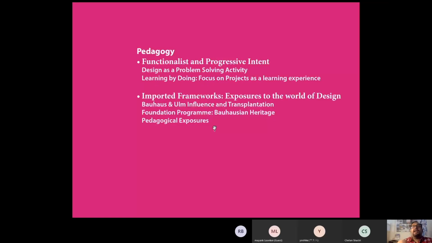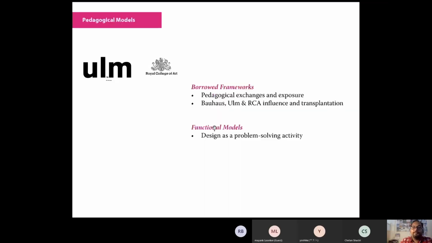So you'll see that design is considered as a problem-solving activity, very much like engineering. And if you look at the framework of how design is taught, it's a kind of external import, not necessarily looking within, but bringing things from outside, be it a model from the Basel School, the Royal College, or the school in Denmark.